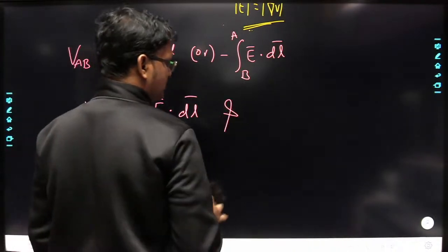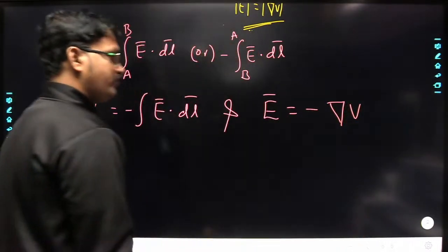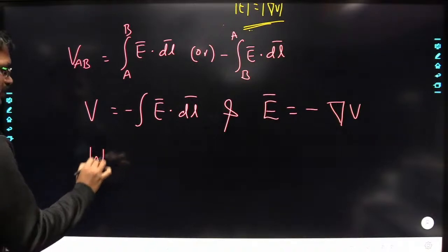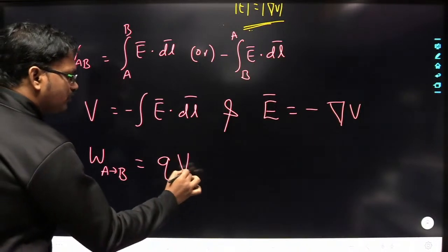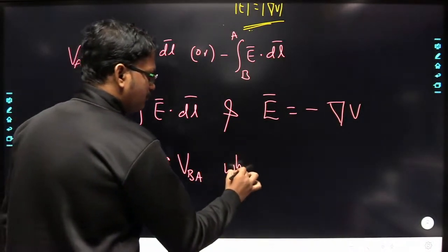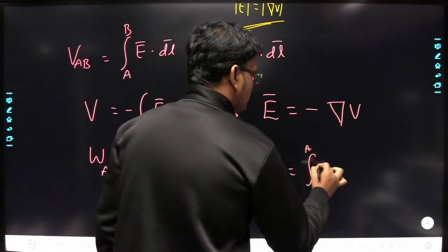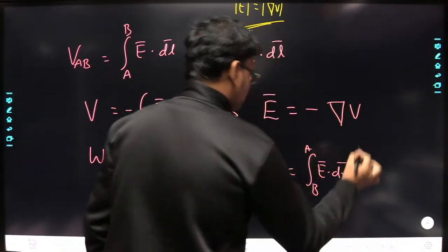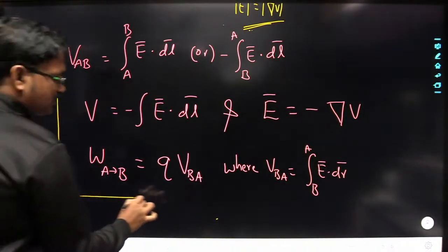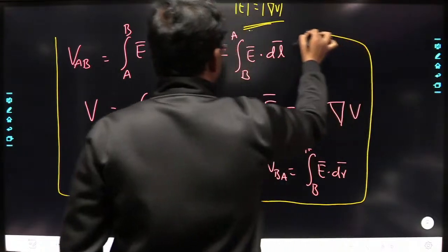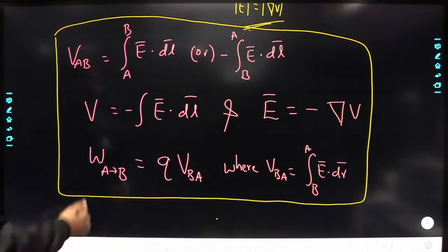And what is another relation we have derived? E bar is equal to minus gradient of V. And the work done in order to move the charge from A to B is equal to Q into VBA, where VBA is equal to integral B to A E bar dot dr bar. Once you have understood all these relations, we can solve all different types of problems based on potential energy and potential. Understood?